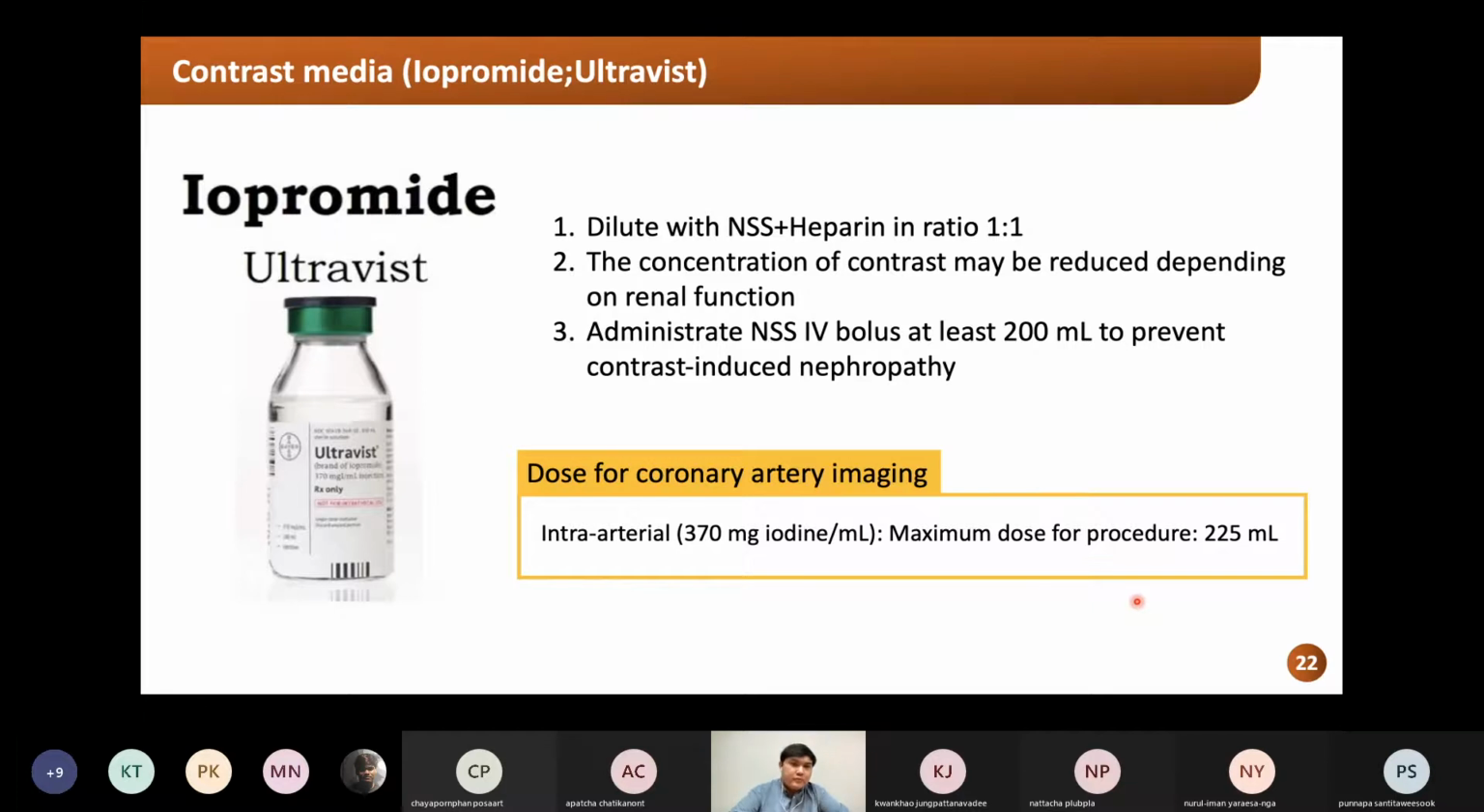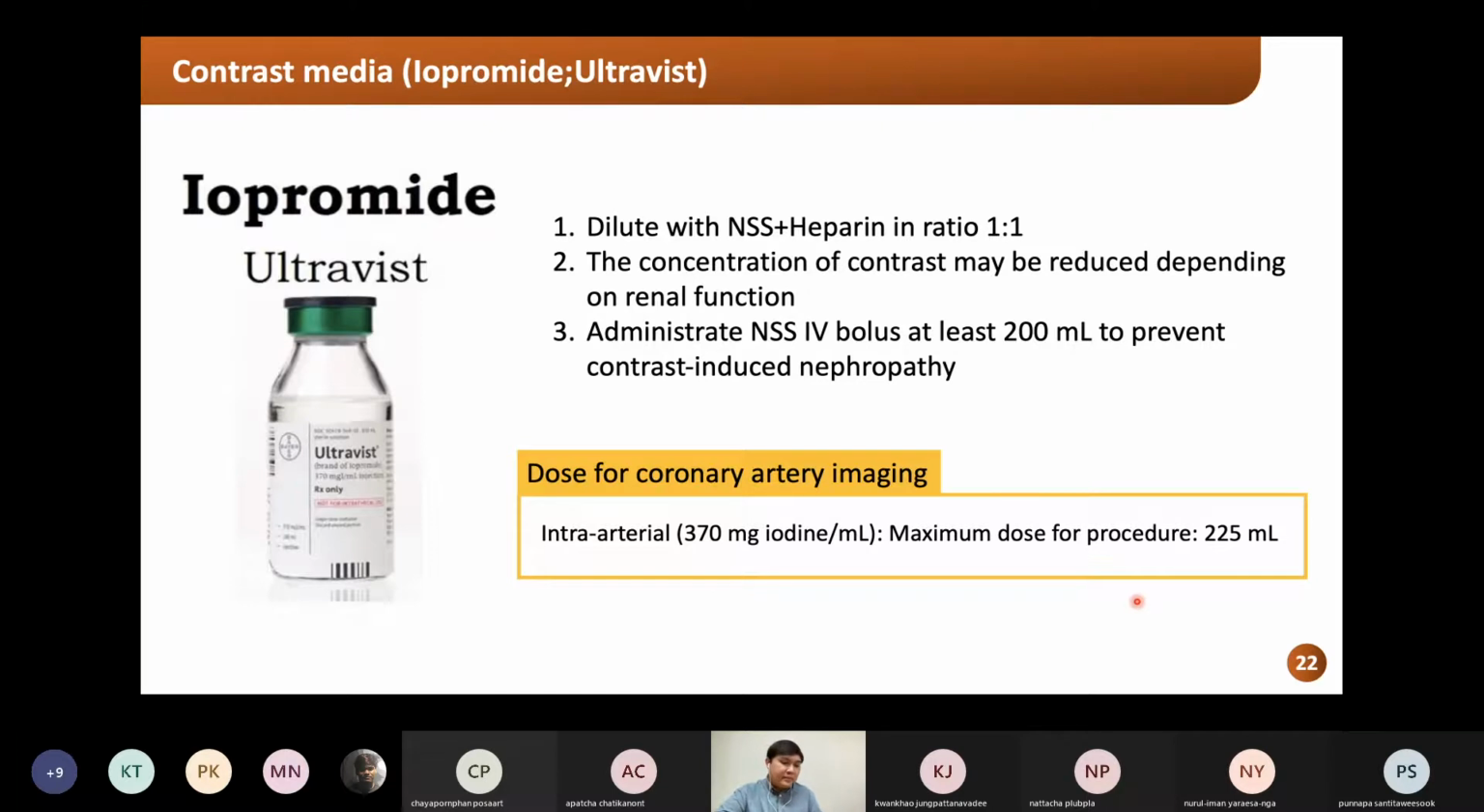And the concentration of contrast may be reduced. The concentration of the contrast that is dissolved with the normal saline may depend on the patient's renal function. In case the patient has a high amount of creatinine or BUN, which is the laboratory value that reflects the kidney or renal function, right? So in that case, you might dilute the contrast with a lot of normal saline.